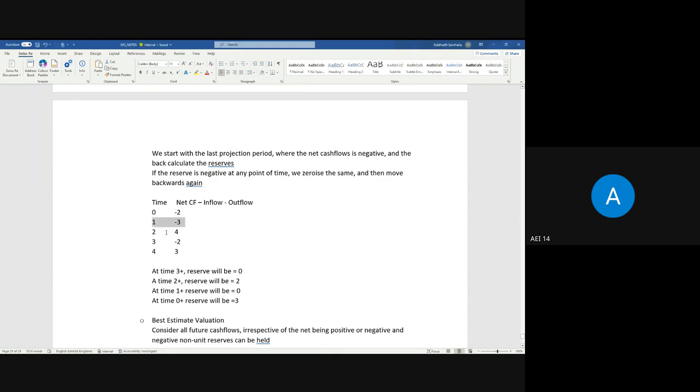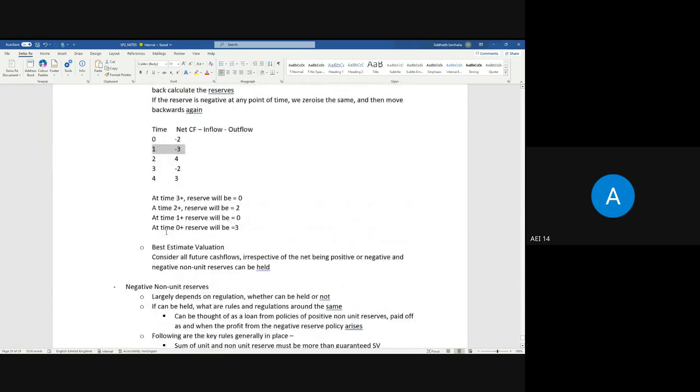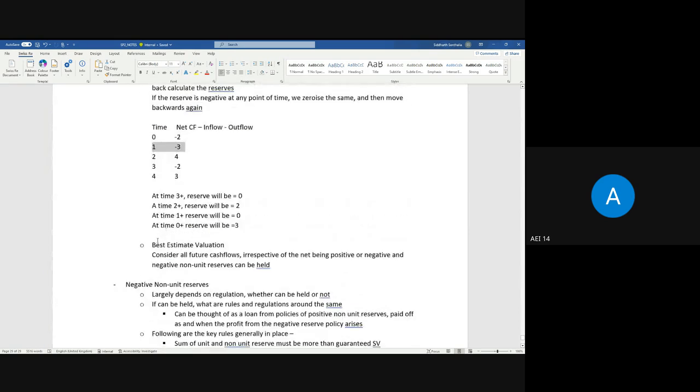Now, this is your prudent approach. The next approach is your best estimate valuation. In this case, negative reserves can be held, negative non-unit reserves can be held. So you do not need to worry about whether your net cash flow is positive or negative. You just calculate your reserve as it is for every point. So at time 3+, your reserve will be minus 3, then it will become 1, then minus 3, then minus 6, then minus 8.